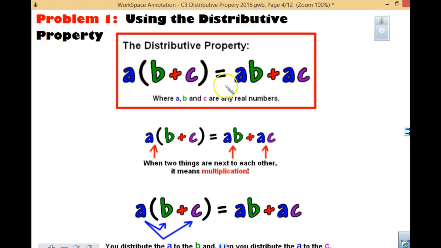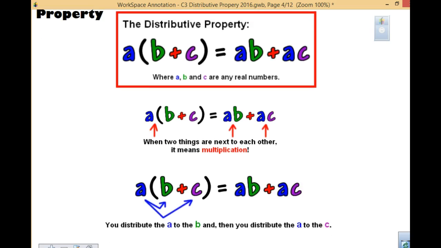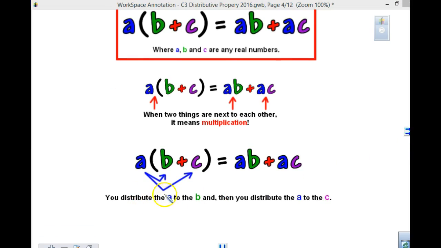So if you look at that next page in your notes, what it says is that if A, B, and C are real numbers, which means they could be a fraction, a decimal, okay, and we take A out in front, when the two things are next to each other, it means multiplication. So the distributive property, what we are looking at, is distributing A.